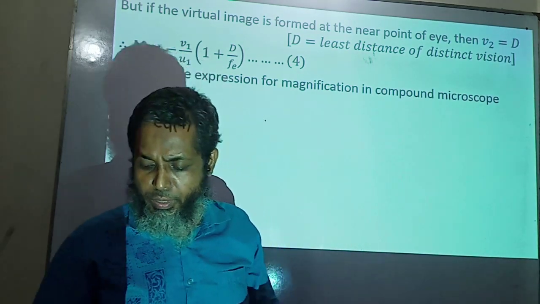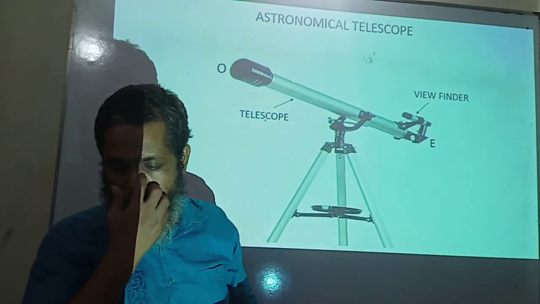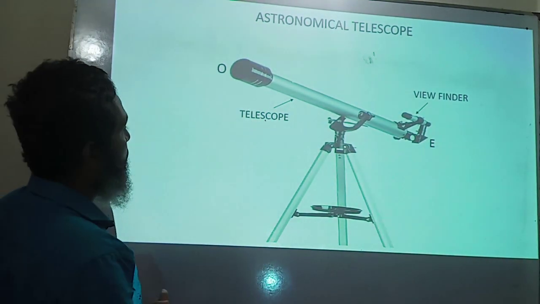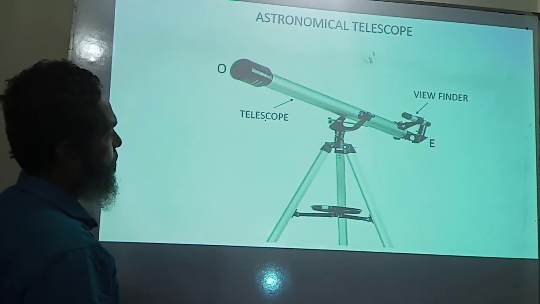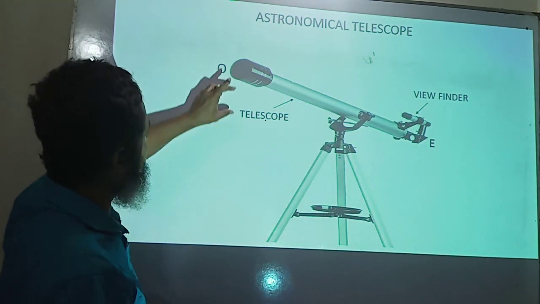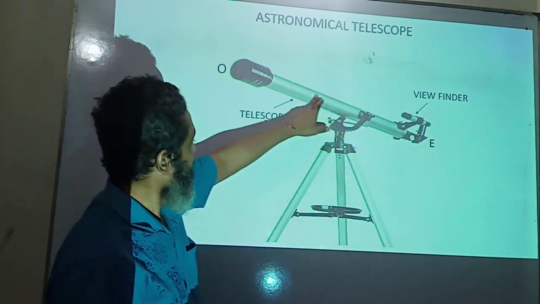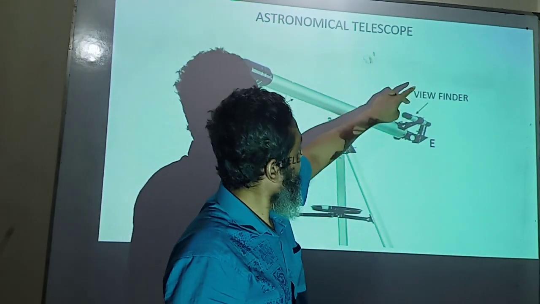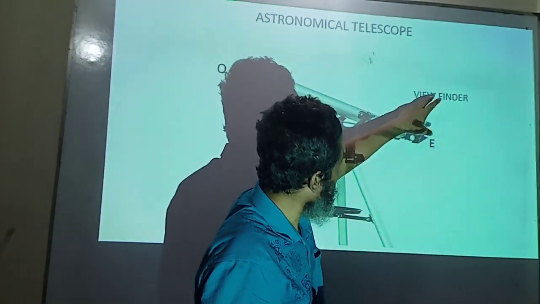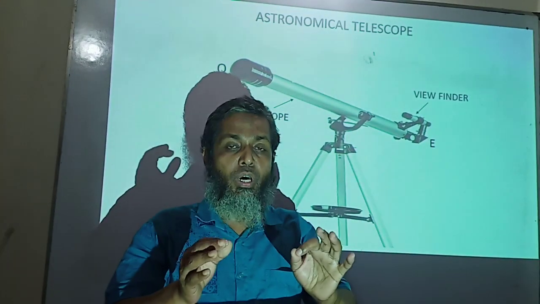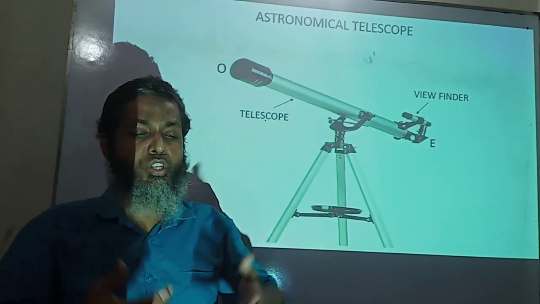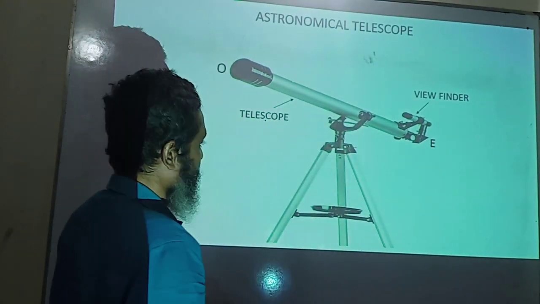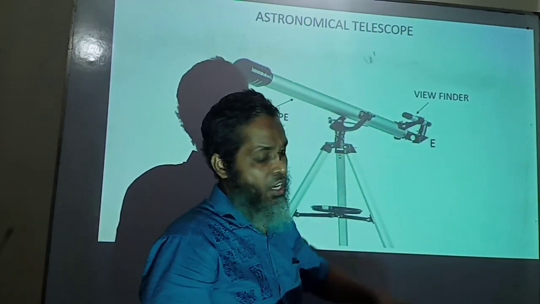Let us go for the next topic. You can see a figure here, this is an astronomical telescope. In an astronomical telescope, there are basically 3 portions, that is the tube, this one is the objective, and this one is the eyepiece, and this small one is the viewfinder, which helps to find the object at a long distance. Then we focus on the object with the help of this telescope, and that's why this is known as the viewfinder.